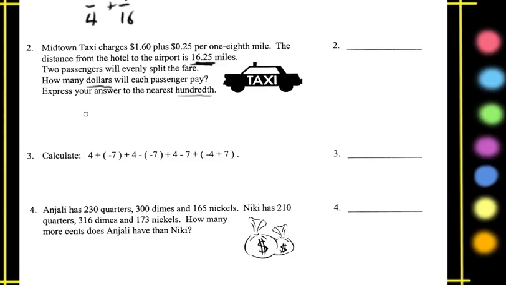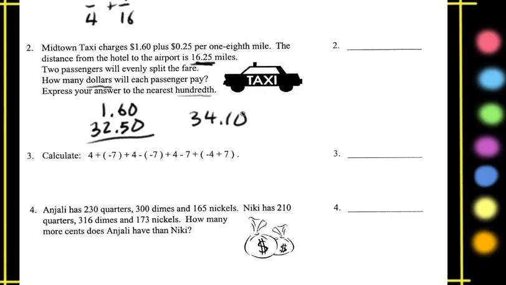All right, let's take a look at this. We've got $1.60 that they have to pay just for getting in the taxi, and then they have to pay 25 cents per eighth mile. So what is that going to be for a whole mile? Well, it's $0.25 times 8. That's going to be $2. So $2 a mile basically, and 16 miles would be $32, right? But then there's another quarter mile. That's another 50 cents. So it's $32.50 just for the miles, right? So we can add those together. That'll give us $34.10.